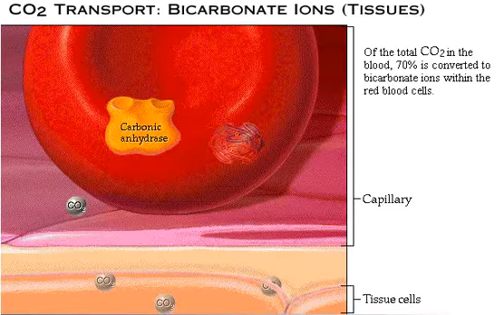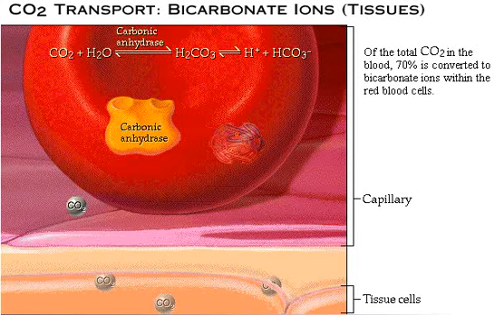Of the total carbon dioxide in the blood, 70% is converted into bicarbonate ions within the red blood cells in a sequence of reversible reactions. The bicarbonate ions then enter the plasma. Click the red blood cell to follow the reactions.